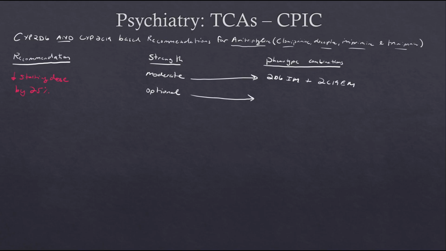And it exists as a moderate strength recommendation for 2D6 intermediate metabolizers with a 2C19 extensive metabolizer combination, and an optional level of evidence for 2D6 intermediate metabolizers along with a 2C19 intermediate metabolizer. Finally, let's look at the last recommendation.